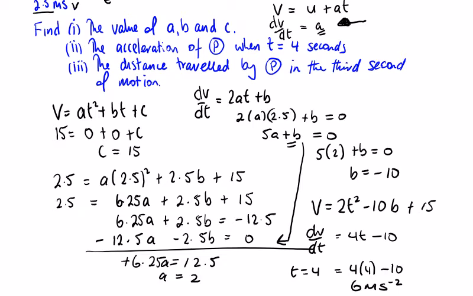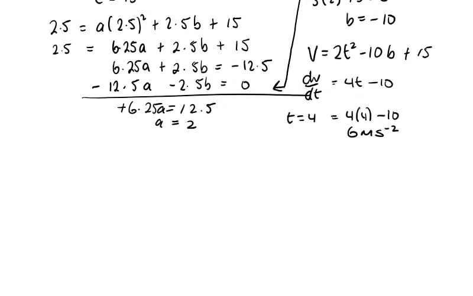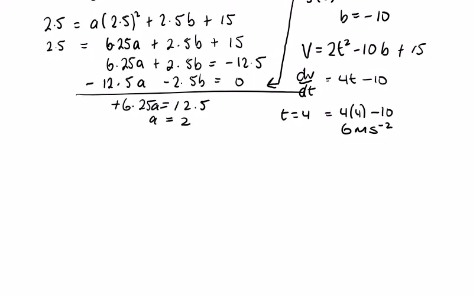So that's part 2. And then in part 3, the distance traveled by P in the third second of motion. Okay, well, we have v. Distance is our displacement s, so ds/dt is v. If we want to get s, we integrate v. So we have 2t squared minus 10t plus 15. Sorry, I wrote 10b up here, look, it's 10t.